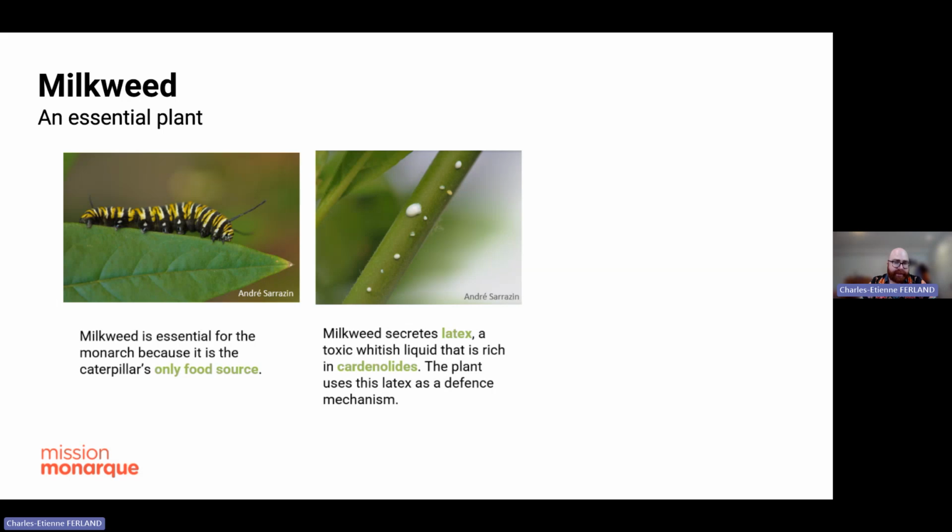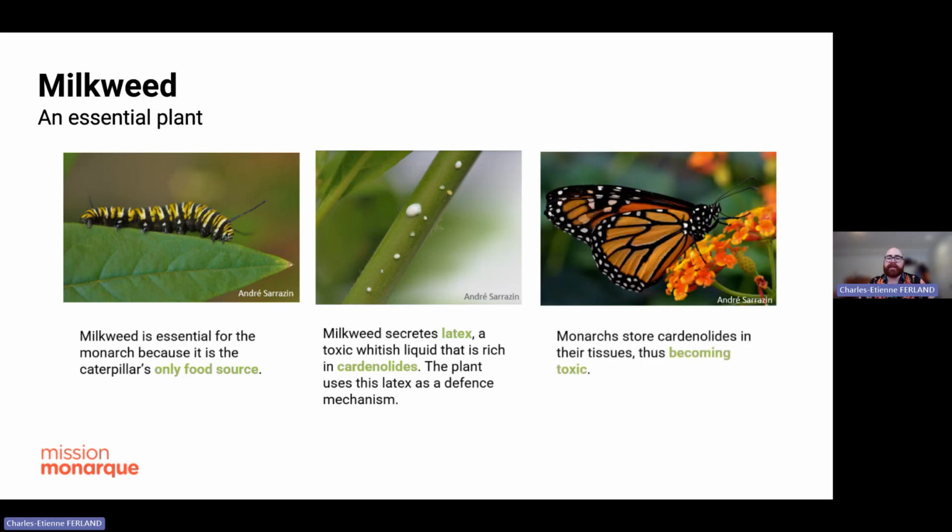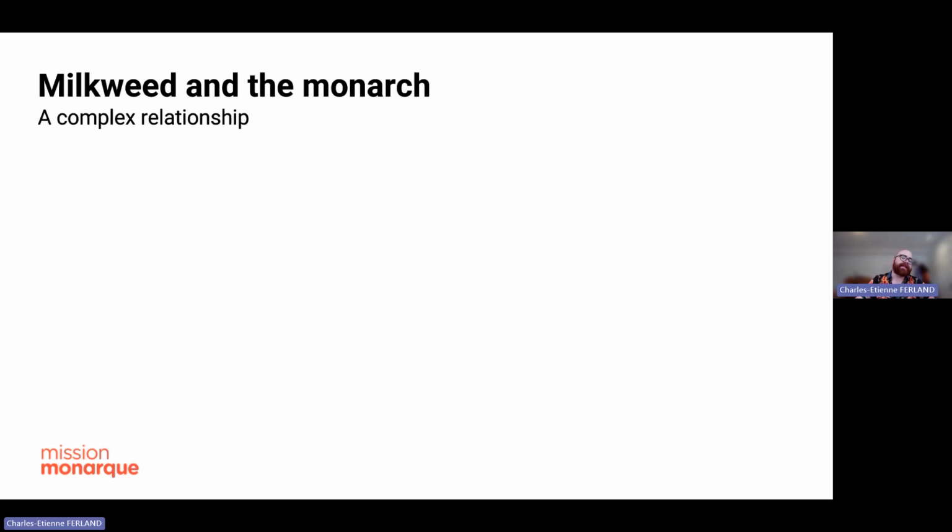Milkweed secretes latex, a toxic whitish liquid rich in a toxin called cardenolides. This plant uses the latex as a defense mechanism, and monarchs in turn are able to store these toxins in their tissues, thus becoming toxic themselves. It's a complex relationship between milkweed and the monarchs.